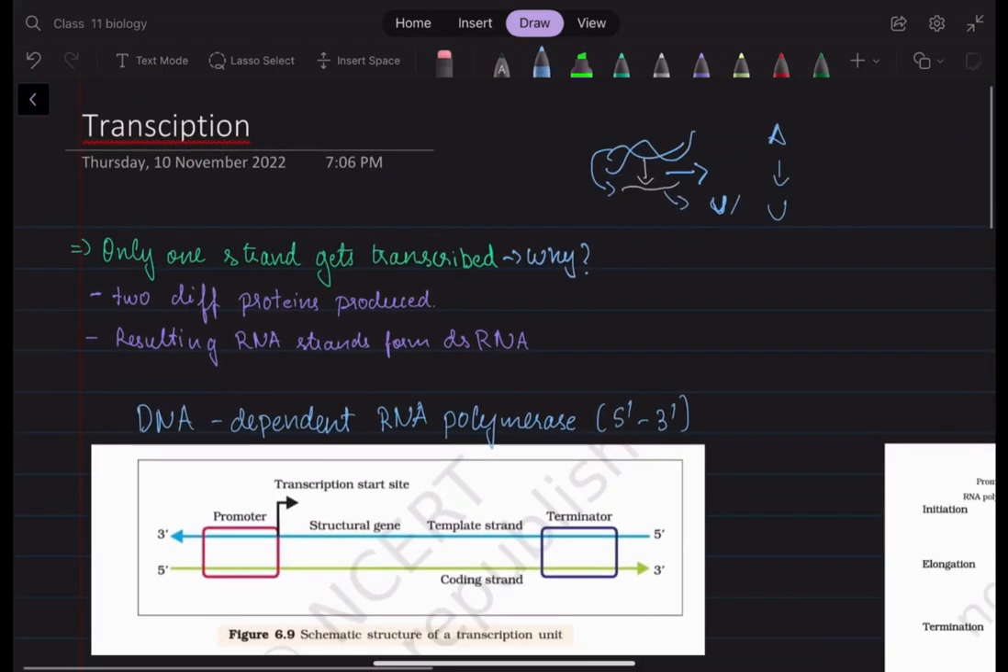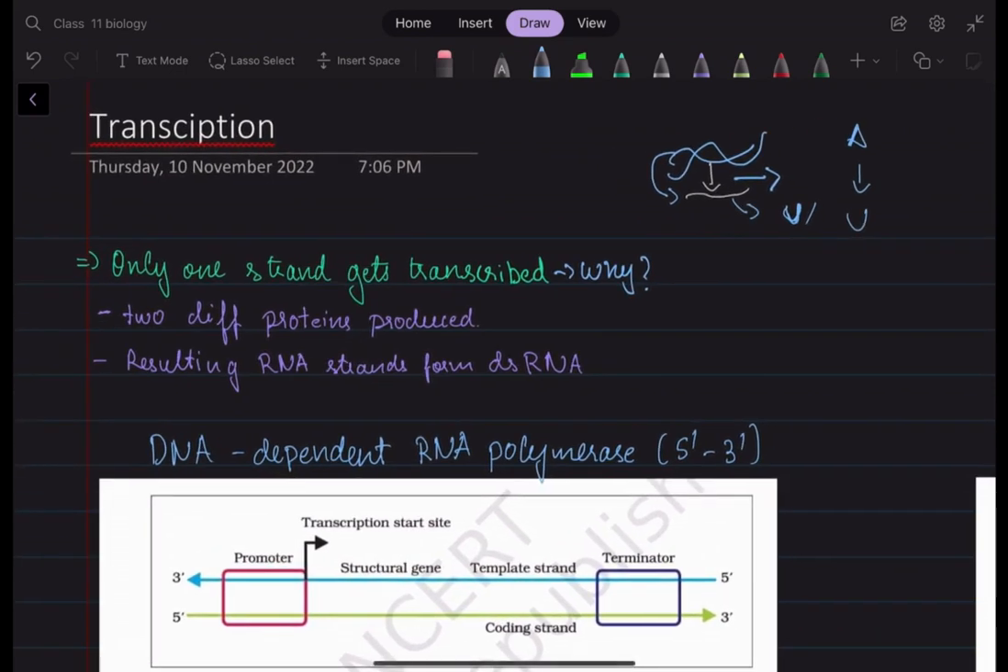Let us understand why only one strand of DNA gets transcribed. First of all, complementarity does not mean the same. These two strands are complementary to each other, but when they are transcribed, the proteins that we get from them are not the same. They are different proteins. So that does not really help.